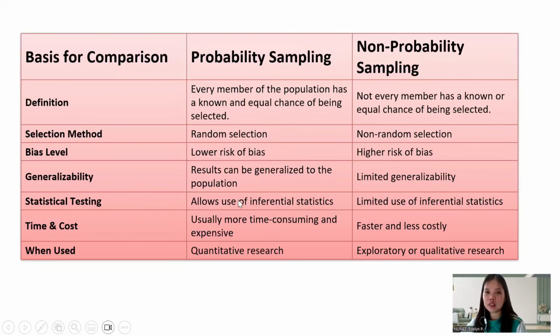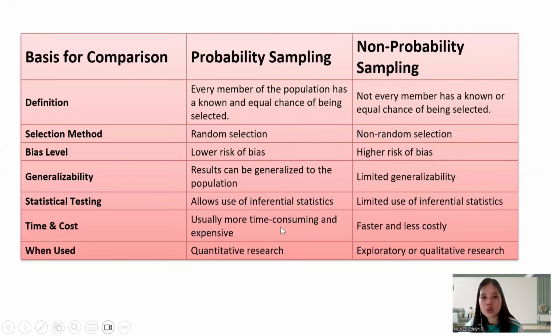Statistical testing. If you have probability sampling, you will have inferential statistics. But in non-probability, it's not really good to do inferential statistics because the sample is not a representative sample. You did not give them the chance to be selected. You just go there and survey them.